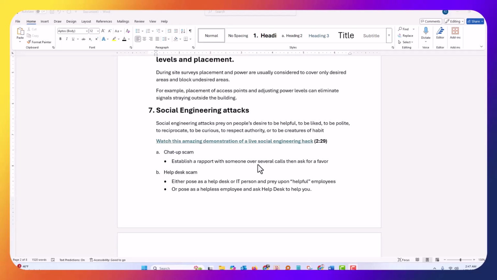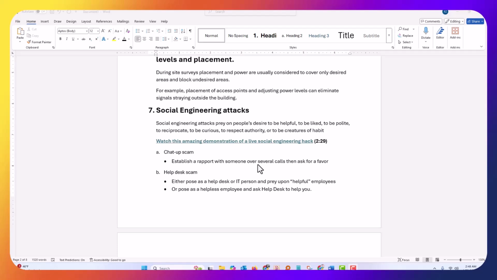First of all, the chat-up scam. In this scam, you develop a rapport with somebody. You call them 3 or 4 times, get to know them. What you talk about may vary depending on who it is you're talking to, but then you call in a favor. Can you do me this favor with my password or whatever it is?